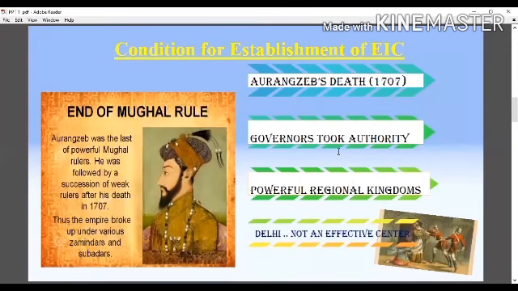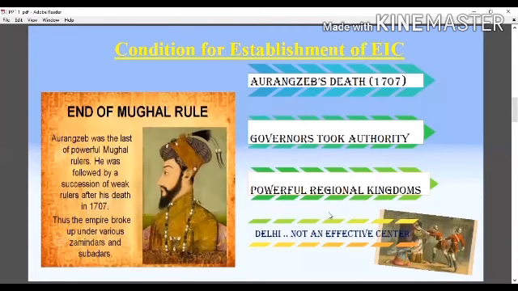The governors who were there, the zamindars and the subedars, they took control over the authority. There were Mughal rulers after him, but they could not keep the rule intact. They could not keep the strong foothold intact like what Aurangzeb had kept. So now when the powerful regional kingdoms came up, the entire India that the Mughal Empire had captured was now being broken down into further regional kingdoms.